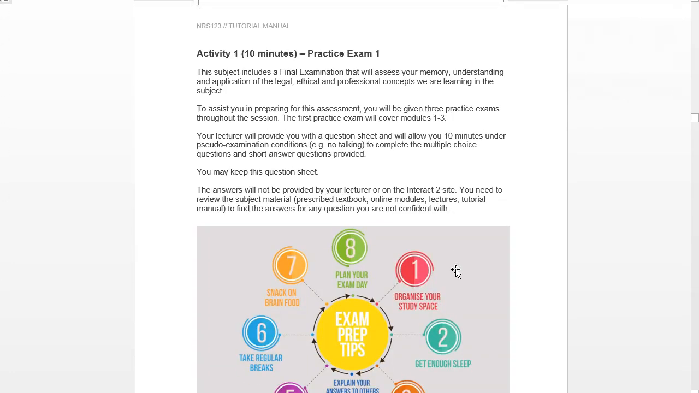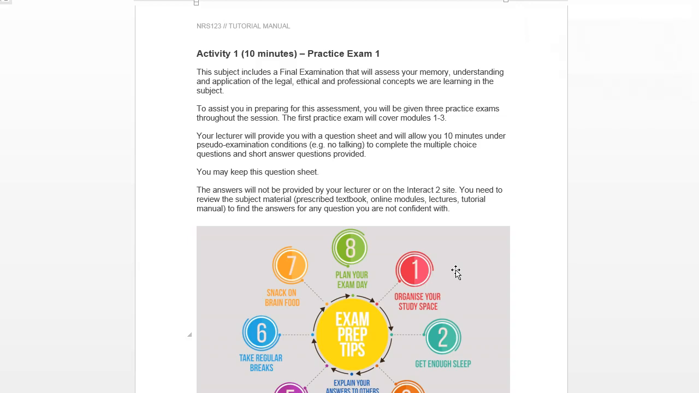Activity 1 is the practice exam, so I'll send that through to you as an email. Please give them the sheet, so it's a two-sided page. Hand them out, give them 10 minutes, and ask them to be quiet and to do it under exam conditions, with no phones and no computers, and not speaking to each other to distract each other. They're allowed to keep the sheet, that's fine.